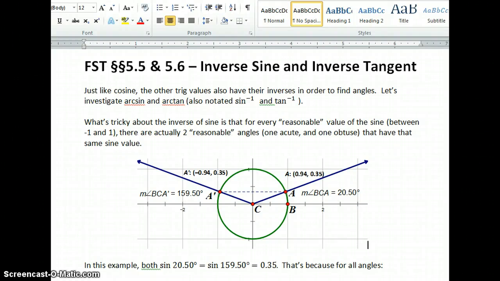Okay, welcome to 5.5 and 5.6. This is the inverse of the sine and inverse of tangent functions. And remember, the inverse will always tell us the value of the angle if we already know the sine or if we already know the tangent.